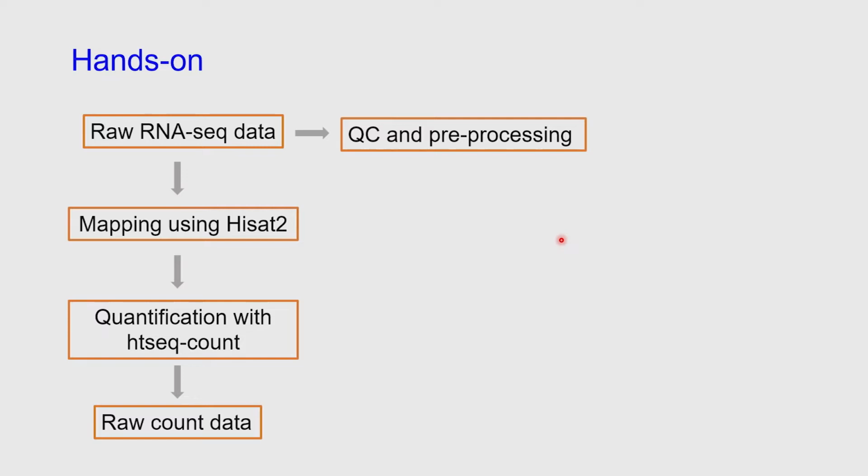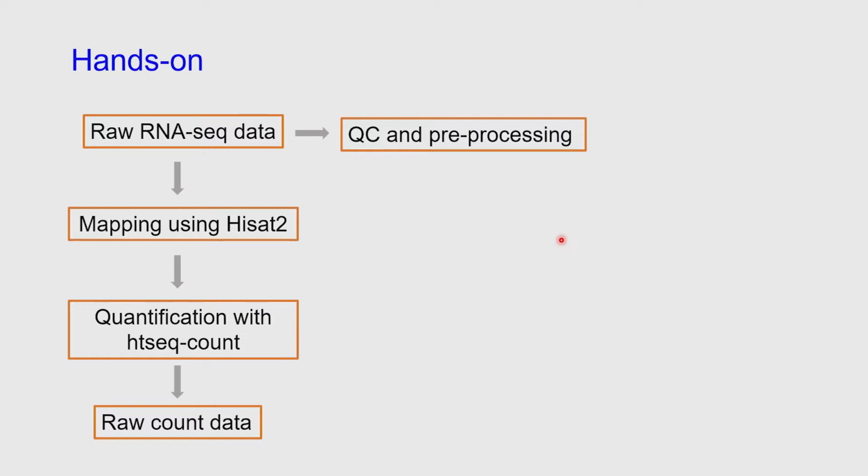If you need to do trimming, etc., you can do that. What we are going to do is take an example of this raw RNA-seq data. We will map using HISAT2, of course only a small part of it, and then we will try to quantify with HTSeq-count. It is a very simple step that I can show you right here, right now.